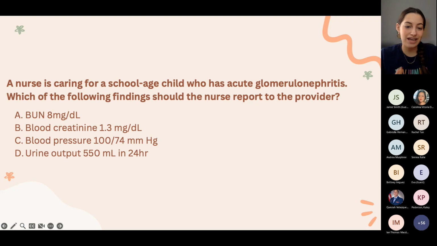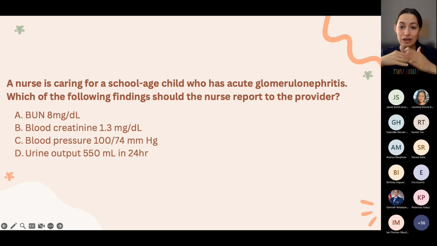Something like a memory trick that I always keep with me is from Simple Nursing. If you watch Simple Nursing, or if you don't, I highly recommend it. It is super, super helpful. But he has a saying where he says creatinine over 1.3 is a bad kidney. And that is always something that sticks in my head.